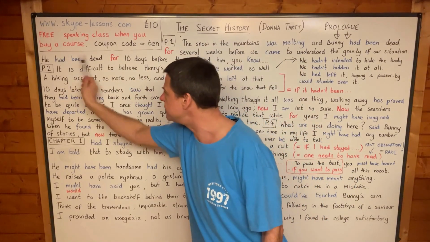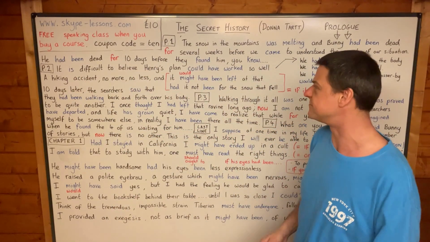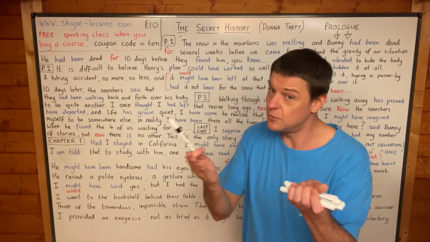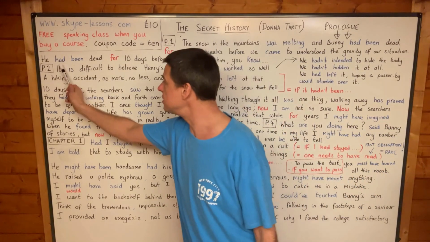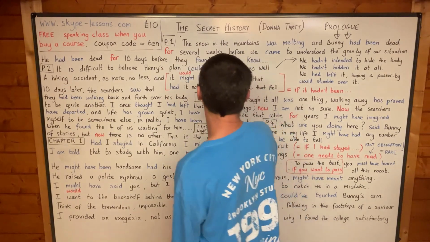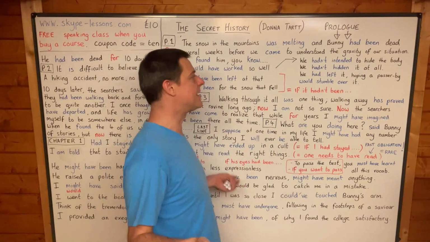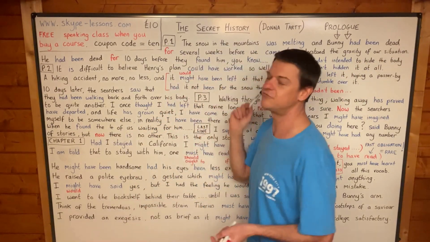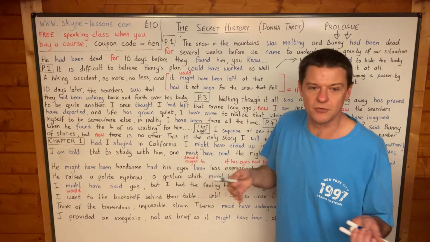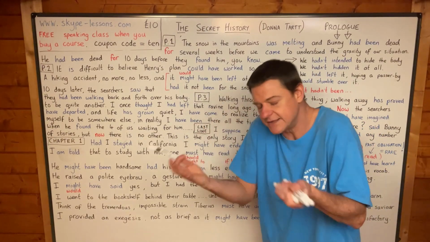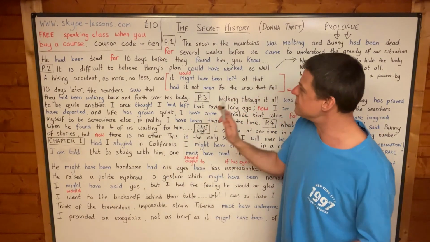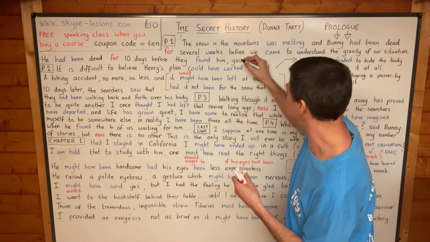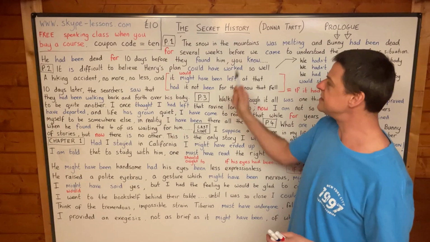Okay, now I want to quickly talk about, so this one we've done already, you've got the for, so you need the past perfect tense. If you're telling the narrative in present tenses, which is possible, then you would use present tense. You would say the snow in the mountains is melting, and Bunny has been dead for several weeks. That's also possible. That's different, because you can tell a story in the present, but that's not what the writer chooses to do.